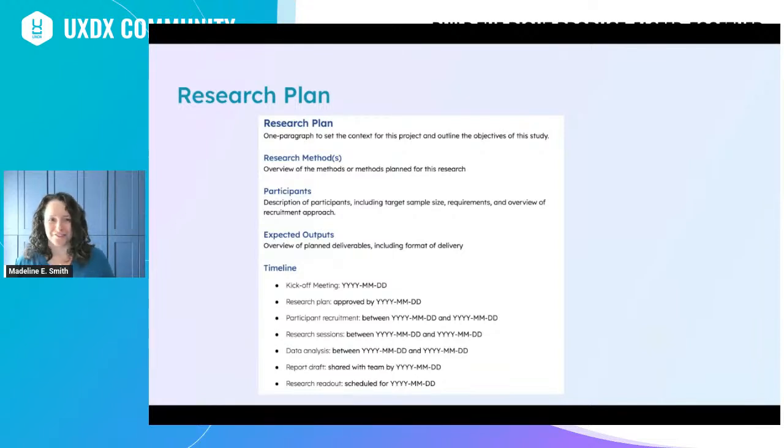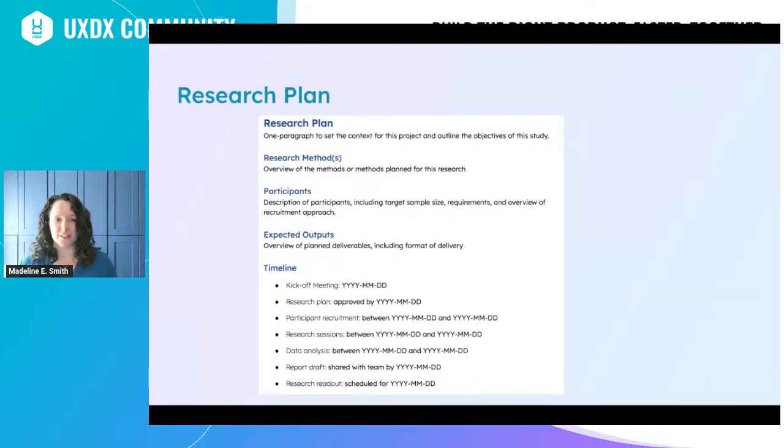The academic version of this would have been a 10-page literature review, an introduction about this research problem, and a long introduction to the objectives of the study. We're not doing anything like that here. This is about a paragraph long. And then for the research method, again, this is a fairly short description of whatever methodologies are going to be used for this particular study.